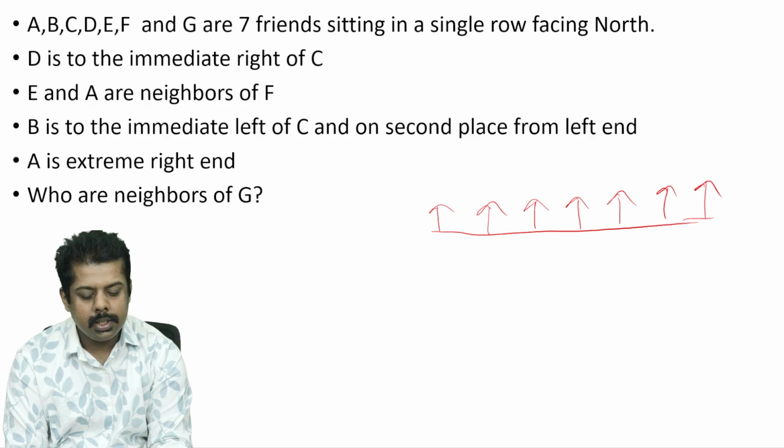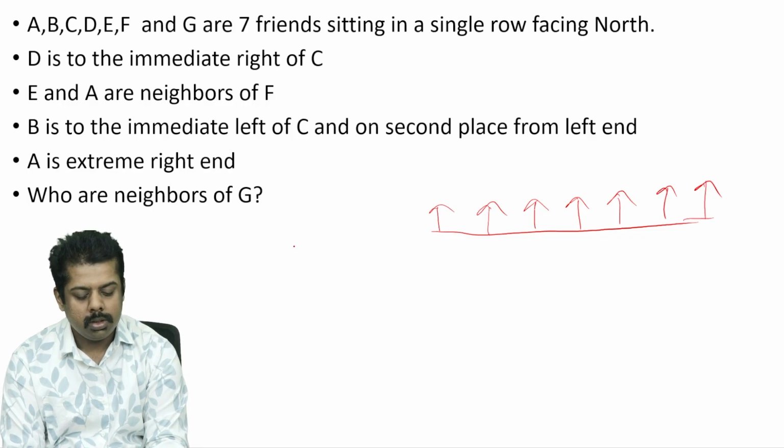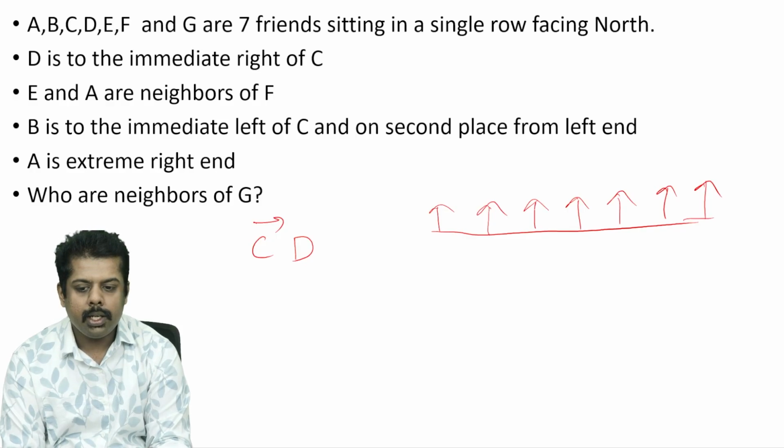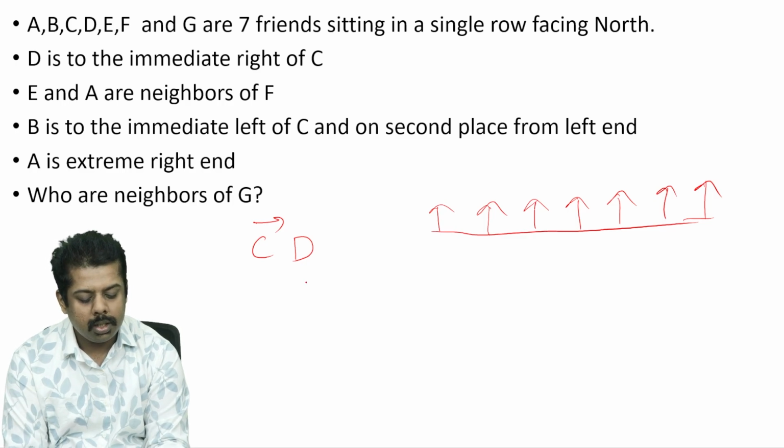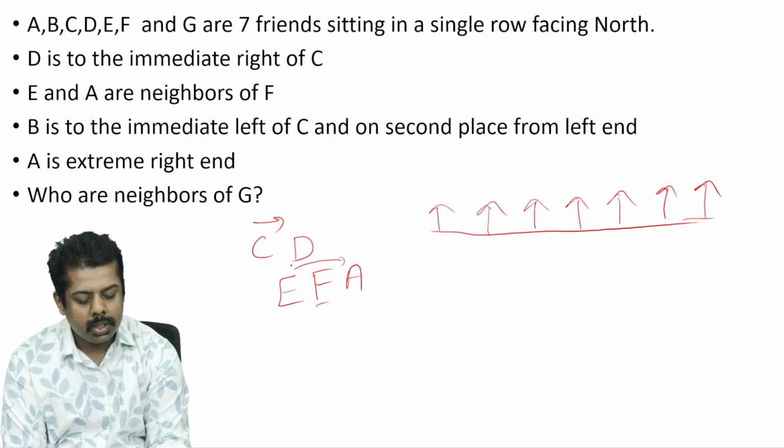First point says that D sits to the immediate right of C. So where is D sitting? To the immediate right of C. Now the next point says that E and A are neighbors of F. So that means F is sitting between E and A. Okay, so that is understood. But the positions of E and A are not fixed.